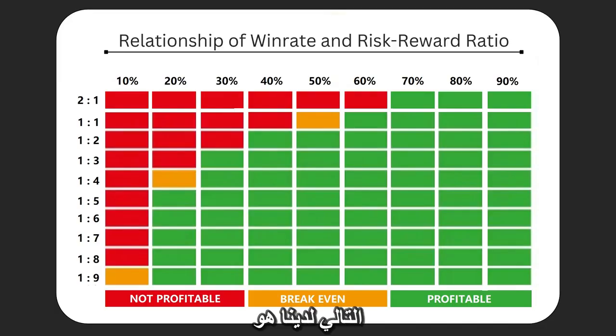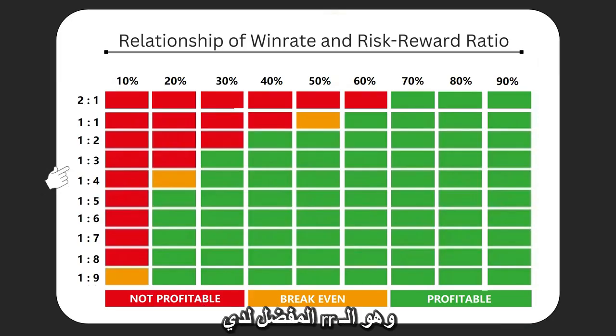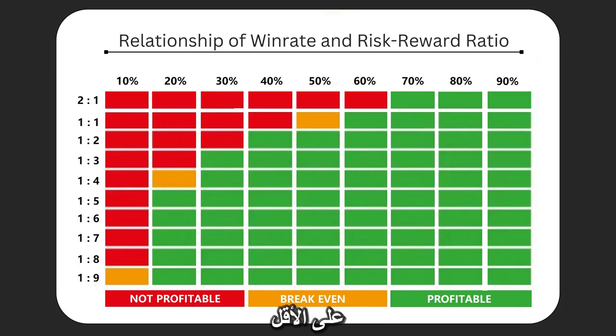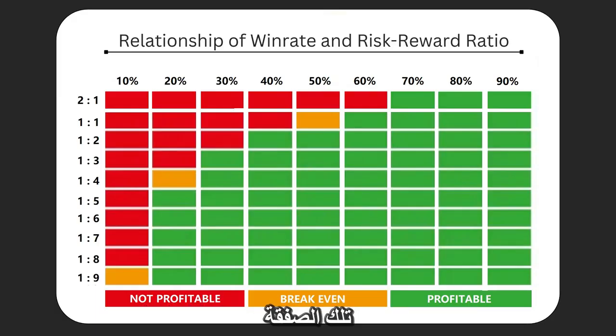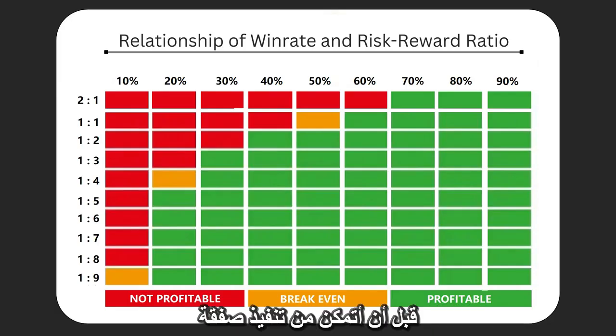Next up we've got the 1 to 3 risk to reward ratio, which is basically my bread and butter and my go-to RR, right? This is my optimal RR, and I always look for trades that offer me a minimum of 3R, right? If it's lower than this, I won't be taking or executing that trade. This is basically a set rule that I've set for myself, which is that I need at least a minimum of 3 risk to reward ratio before I could execute a trade idea.